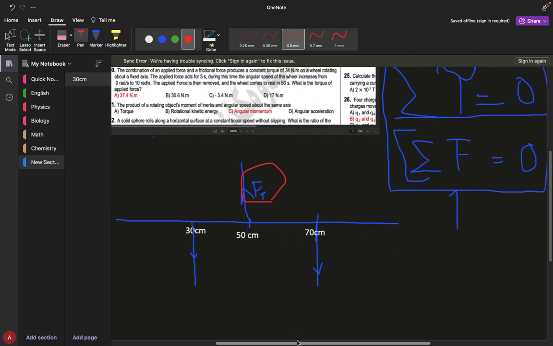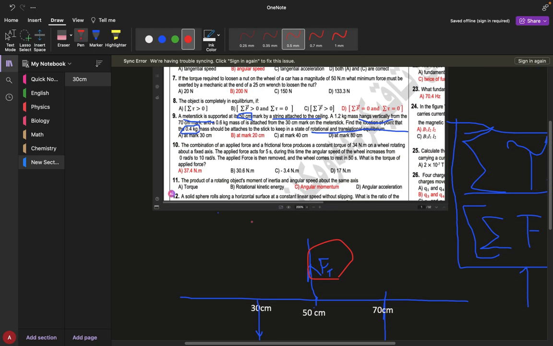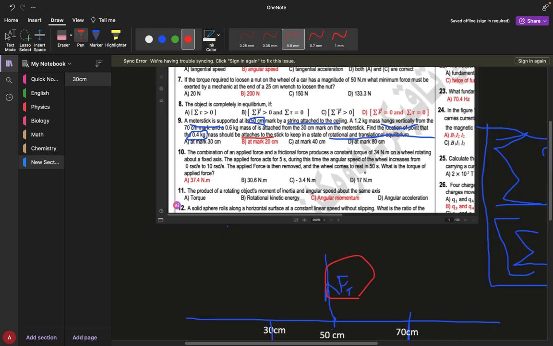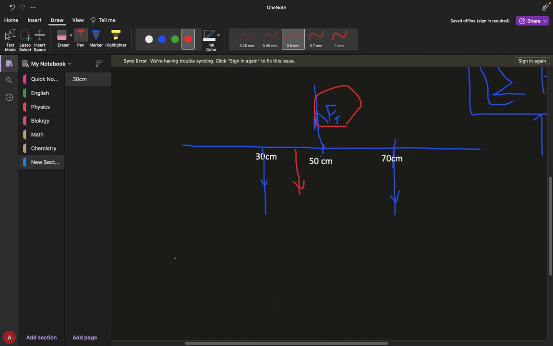So how to find the force? Well, the upward and downward forces are equal. It says the 0.4 should be attached. Let's assume it's somewhere, it could be anywhere, but let's put it here for the sake of understanding. It says it's attached, so it's downward. That would make Ft the force upward, and the others the force downward.